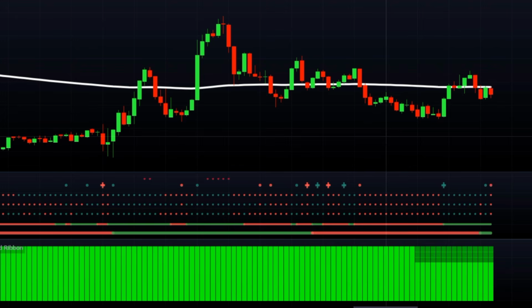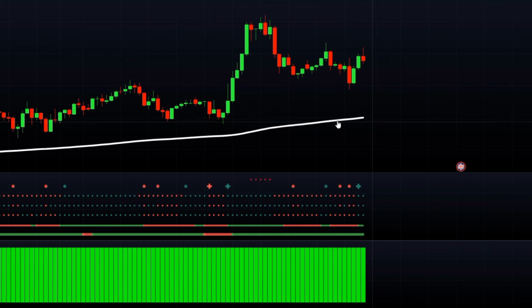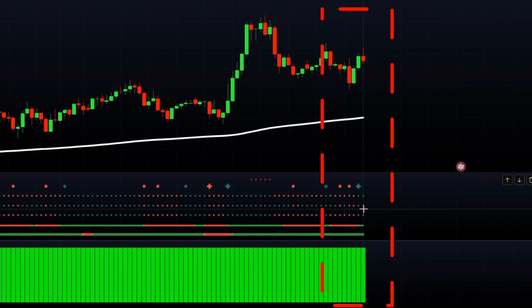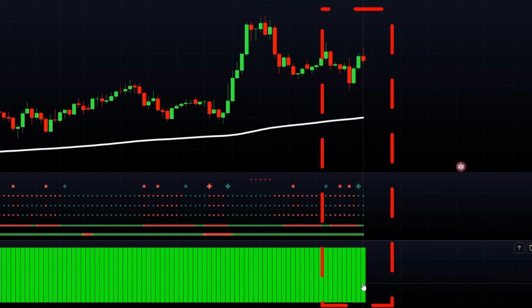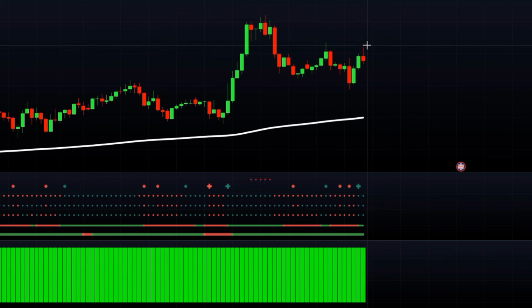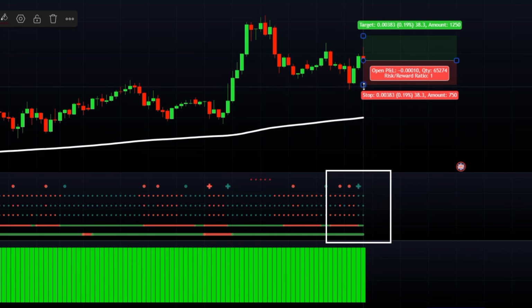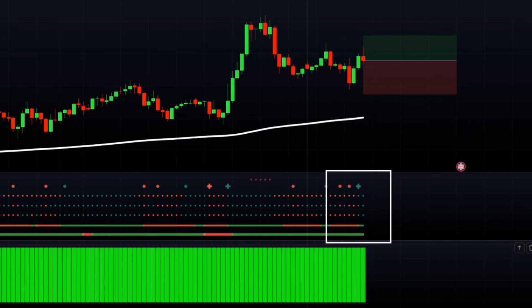So let's put it all together. Here are the complete rules for our system. For a buy trade, price must cross above the 120 EMA. The trend meter must show 3 green dots and a green line. The trend ribbon must be green.